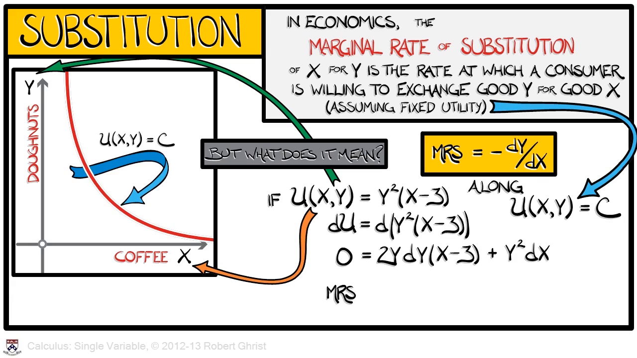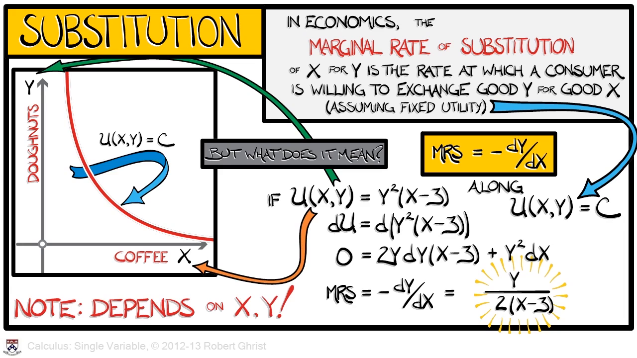And now, solving for the marginal rate of substitution, that is minus dy over dx, gives me negative y squared over 2y times quantity x minus 3. We can simplify, removing the negative signs and the y's, and we get a marginal rate of substitution of y over 2 times quantity x minus 3. Now, what does that actually mean?